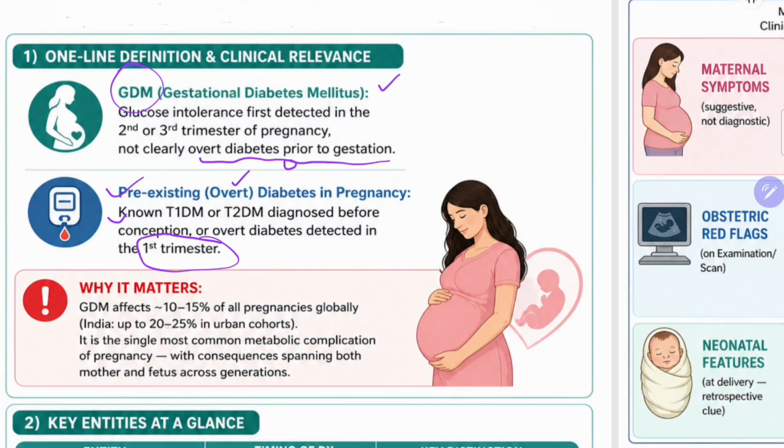Okay. So why should we study this? GDM affects 10 to 15% of all pregnancies globally, and in India it is up to 20 to 25% in urban cohorts. So one-fourth of the pregnant ladies. It is the single most common metabolic complication of pregnancy, with consequences spanning both mother and fetus across generations.